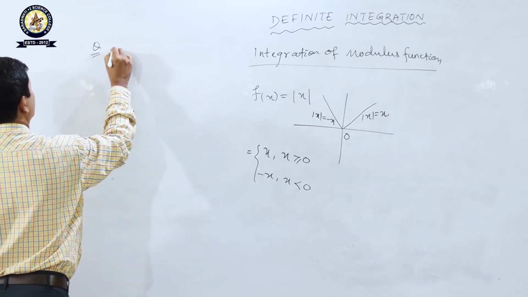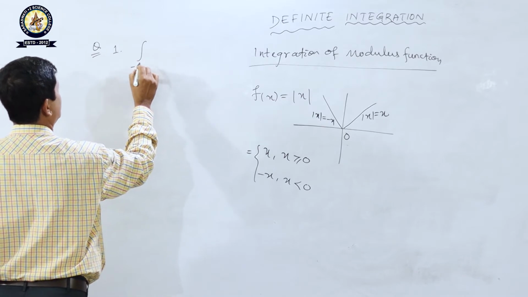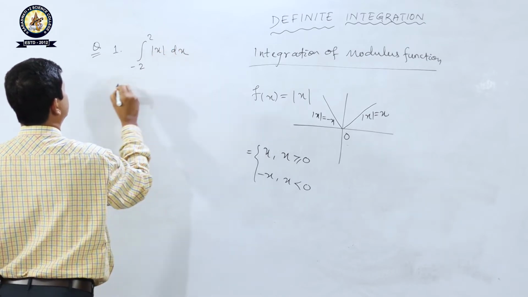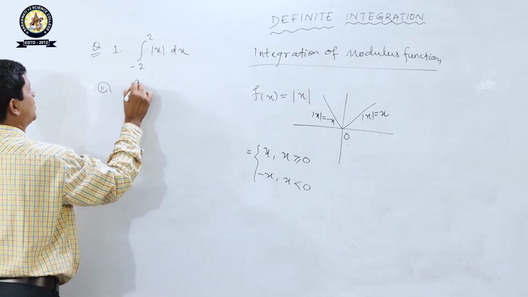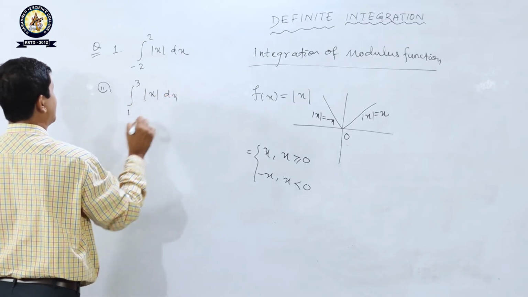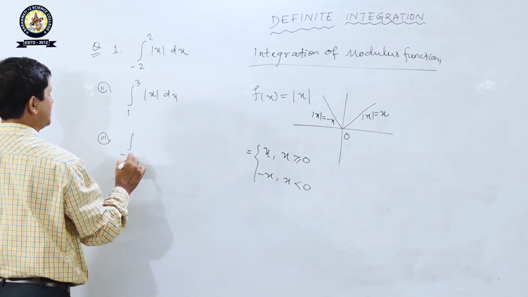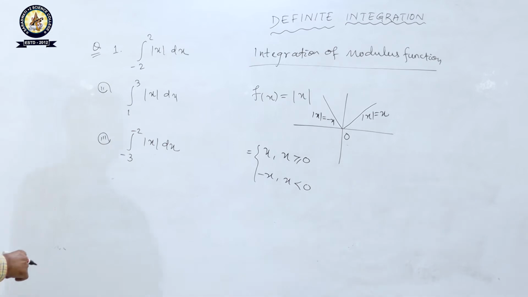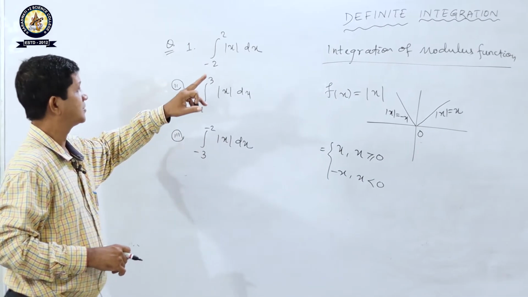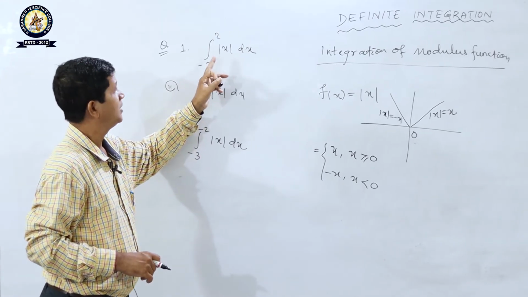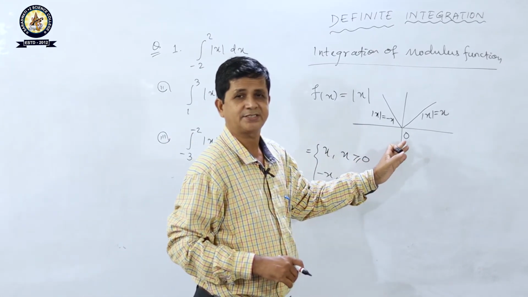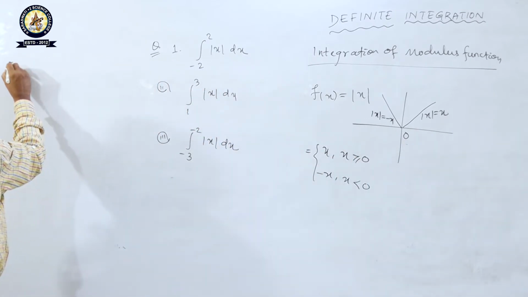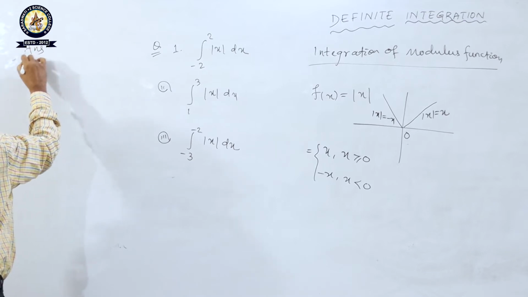Come to question. First bit, integration from minus 2 to 2 mod of x dx. Second bit, integration from 1 to 3 mod of x dx. Third bit, integration from minus 3 to minus 2 mod of x dx. Look, in between minus 2 and 2, this is the point 0 where it touches the x-axis. So we break at the point 0. Always break at the point 0. Come to answer of the first bit.